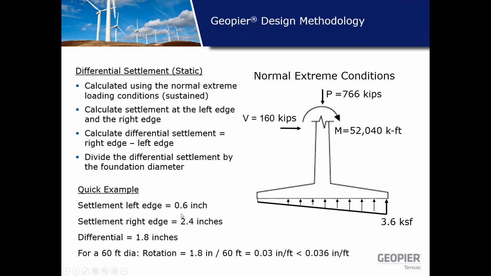So as a for instance, if you had settlement on the non-wind side of 2.4 inches and settlement on the wind side of 0.6 inches, your differential across it is 1.8 inches, and the rotation would be 1.8 inches divided by 60 feet, which is 0.03 inches per foot, which is less than the 0.036 inches per foot criteria that we just saw.